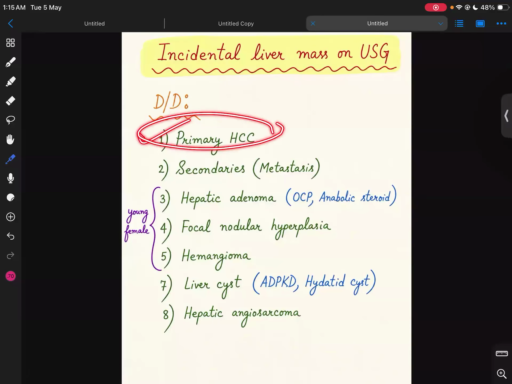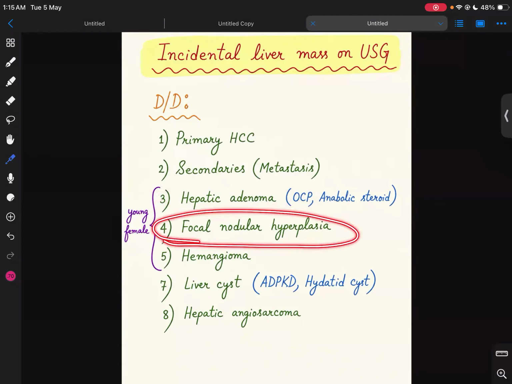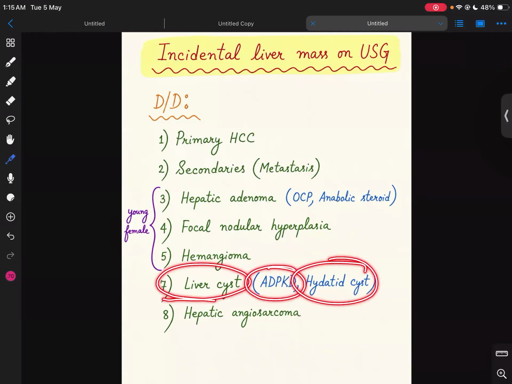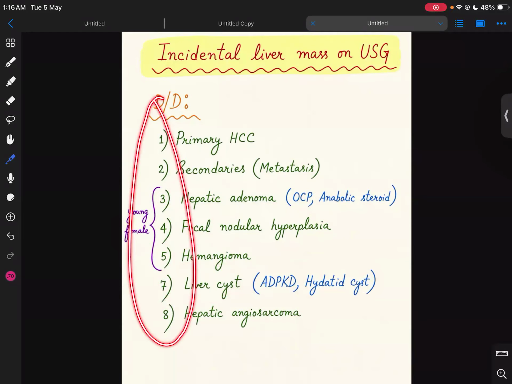This can be primary hepatocellular carcinoma. This can be due to any metastasis, that is secondary, due to colon malignancy or lung malignancy, anywhere. This can be due to hepatic adenoma, especially if the female is young and she is taking some oral contraceptive pill. These cases come one time in the PACES exam. Then it can be focal nodular hyperplasia, and hemangioma for a young female also. It can be due to any liver cyst like ADPKD, hydatid cyst, or it can be hepatic angiosarcoma. You have to memorize the DD to tell it as the differential diagnosis of your incidental liver mass.